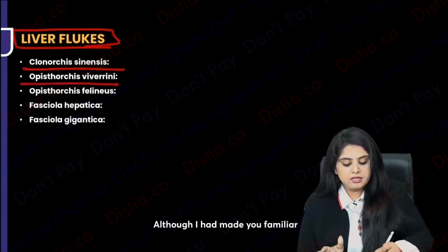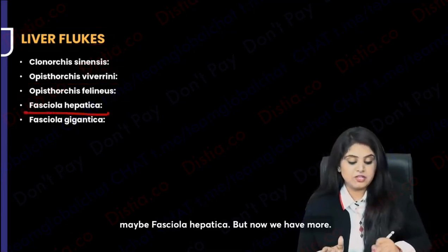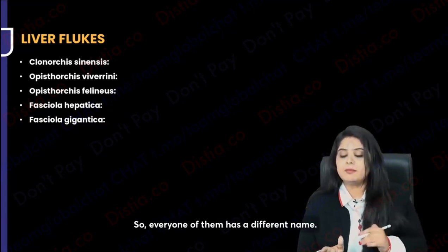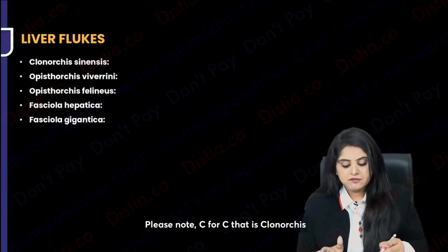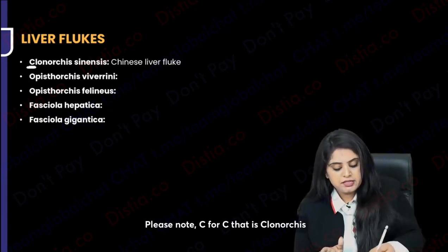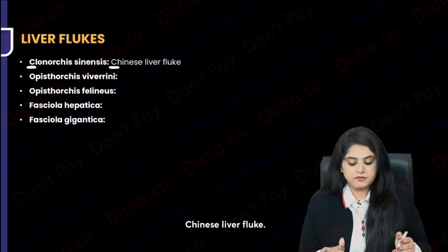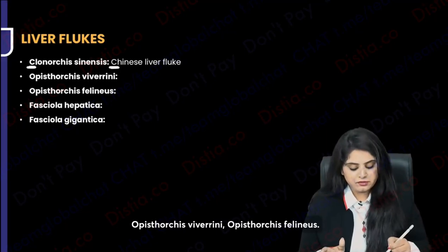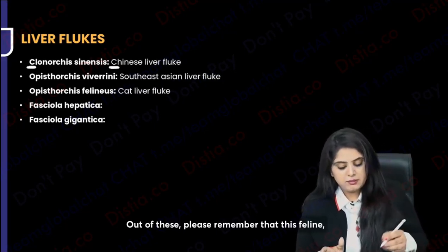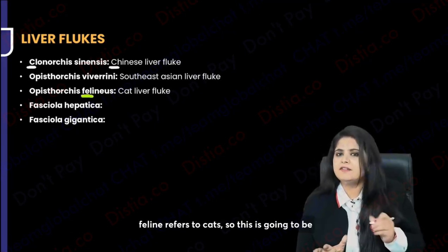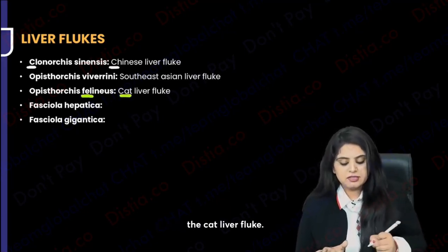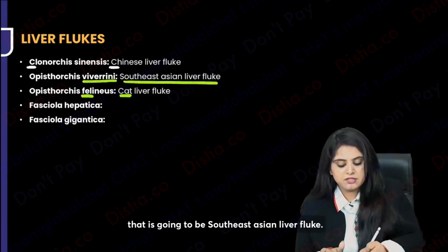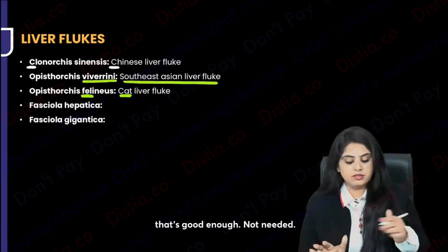Although I had made you familiar with only Clonorchis and Opisthorchis, maybe Fasciola hepatica, but now we have more. We have Fasciola gigantica also. So every one of them has a different name. Please note, C for C, that is Clonorchis, is known as which liver fluke? Chinese liver fluke. Then we have two Opisthorchis, Opisthorchis viverrini and Opisthorchis felineus. Please remember that feline refers to cats. So this is going to be the cat liver fluke, and the one that is left, viverrini, is going to be the Southeast Asian liver fluke. You don't even need to learn the name, that's good enough.